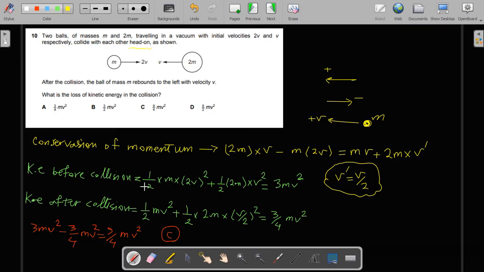Then write kinetic energy before collision, which is 1 over 2 times mass times velocity squared. So 1 over 2 times m times 2v squared plus 1 over 2 times 2m, because the mass of the second object is 2m, times v squared. This is kinetic energy before collision, which is 3mv squared. Now kinetic energy after collision. For mass m it is 1 over 2 m v squared, and for the object with mass 2m, 1 over 2 times 2m, and the velocity is v prime, so v over 2 squared. The result will be 3 over 4 mv squared. This is kinetic energy after collision. If you subtract these two kinetic energies before and after collision, you will get 9 over 4 mv squared. So C is right.